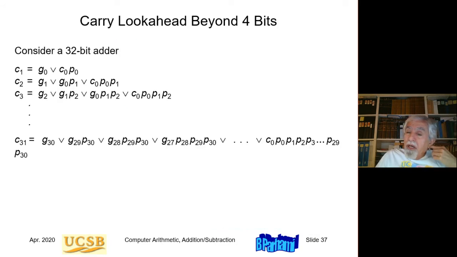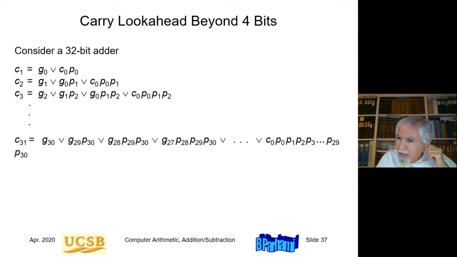So once we go beyond 4 bits, things become messy. I can write the expressions for all the carries from C1 to C31 for a 32-bit adder. But look at the expression for C31. That expression has an AND term at the very end. Now this P sub 30 somehow moved to the subsequent line.